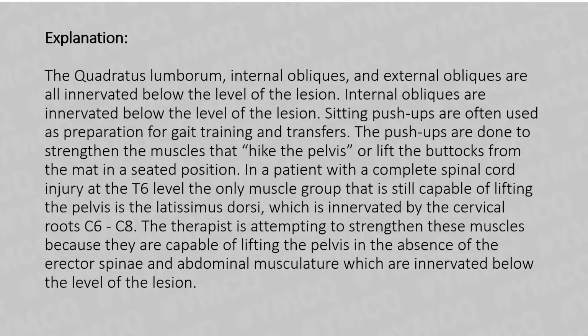the seated position. In a patient with a complete spinal cord injury at the T6 level, the only muscle group that is still capable of lifting the pelvis is latissimus dorsi, which is innervated by roots C6 to C8. The therapist is attempting to strengthen this muscle because it is capable of lifting the pelvis in the absence of erector spinae and abdominal musculature, which are innervated below the level of lesion.